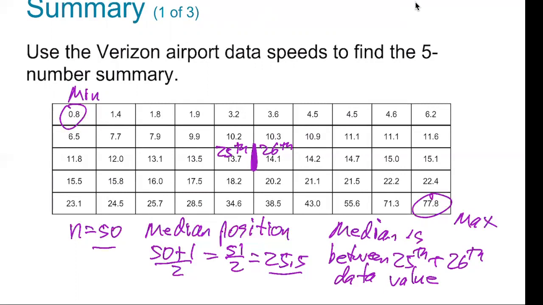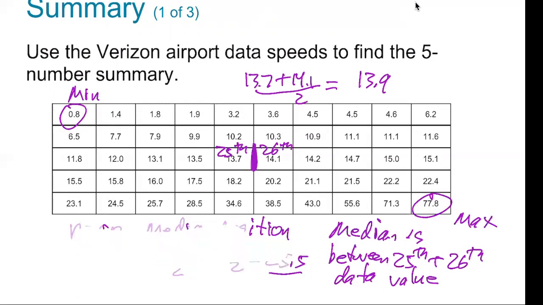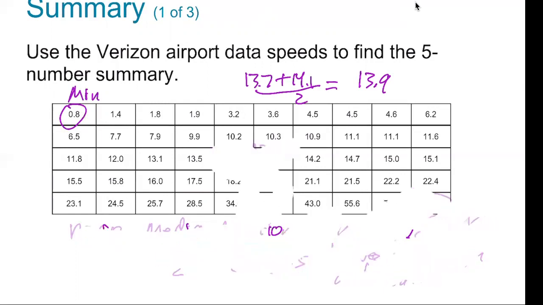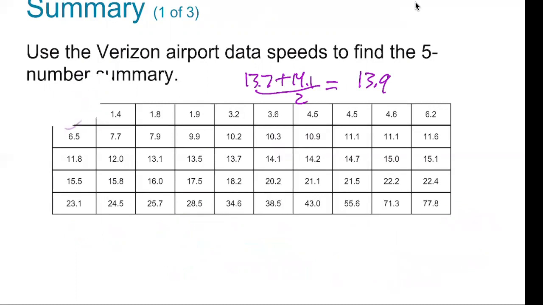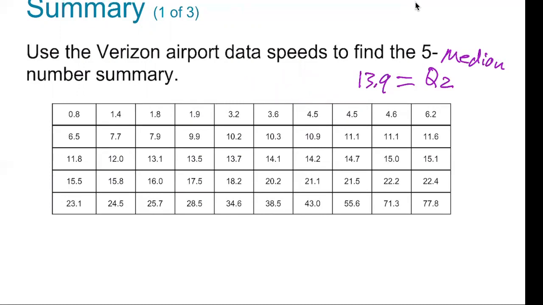So midway between 13.7, if you want, you can divide by 2 or just look at it and go 13.9 is the median. That's quartile 3. Wait, quartile 2, my bad. The median. Doesn't help when I misspeak, I know it. So the median is in here.